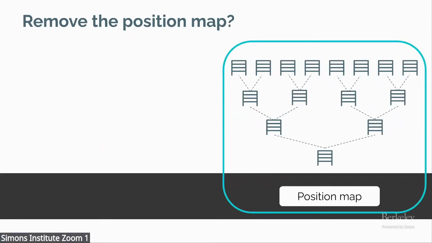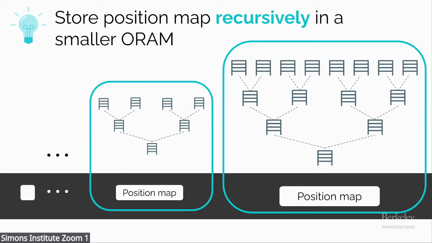There's only one last thing. I promised Tal we are going to remove the position map. And this problem can be solved with one word, that is recursion. We are going to take the position map and store the position map in a smaller ORAM. And we recurse until you have a constant size position map. And at this point, you can just store it on the client side.